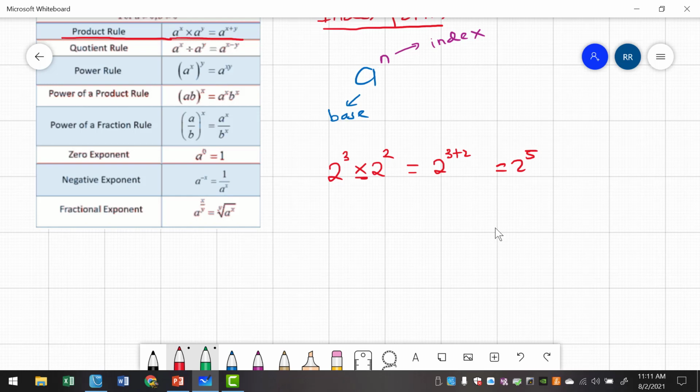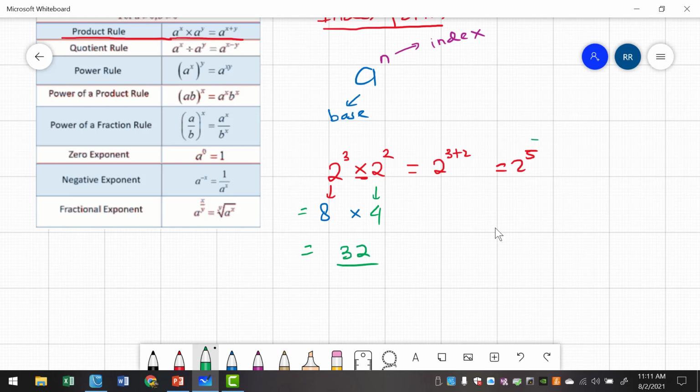If I calculate the left side, what do I get? 2 to the power of 3 is going to be 8, because 2 times 2 times 2 is 8. Then you multiply that with 2 to the power of 2, which is 2 times 2, which is 4. 8 multiplied by 4 is 32.